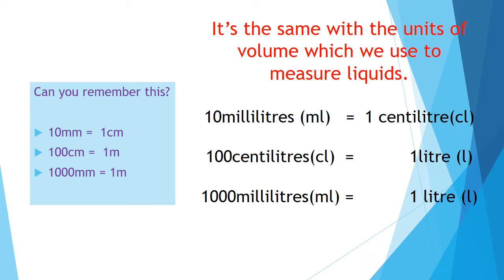Look at it now. 10 milliliters are equal to 1 centiliter, just like 10 millimeters equal 1 centimeter. 100 centiliters are equal to 1 liter, just like 100 centimeters equal to 1 meter. 1000 milliliters are equal to 1 liter, just like 1000 millimeters equal to 1 meter.